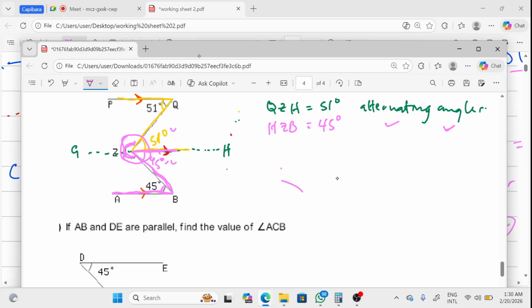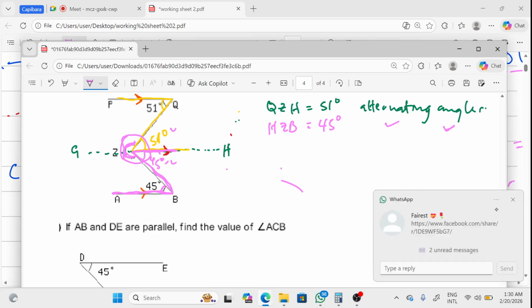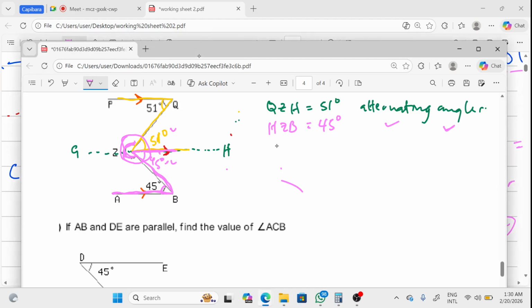Shemilore. Angle Z would be 96? Z would be 96, because you add 51. 51 plus 45 plus angle Z is equal to what? Z would be 96. It's 96 because you add the angles.